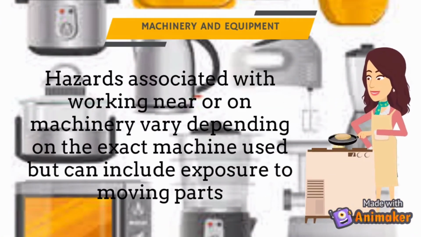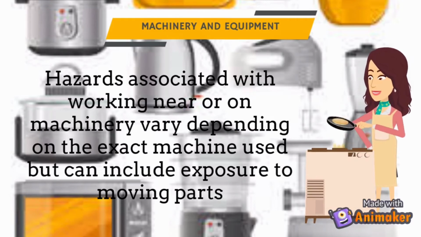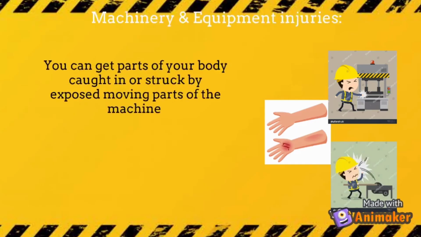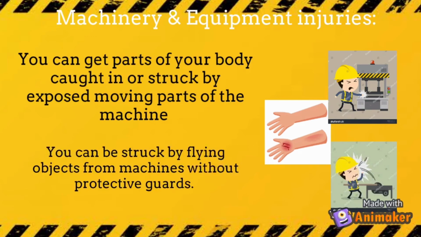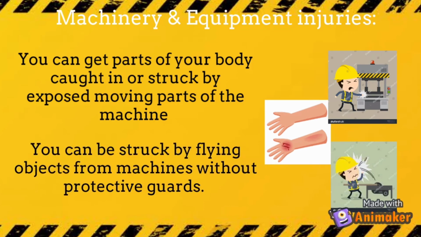Machinery and equipment. Hazards associated with working near or on machinery vary depending on the exact machine used but can include exposure to moving parts. Machinery and equipment can cause injuries in different ways. You can get parts of your body caught in or struck by exposed moving parts of the machine, or you can be struck by flying objects from machines without protecting guards.